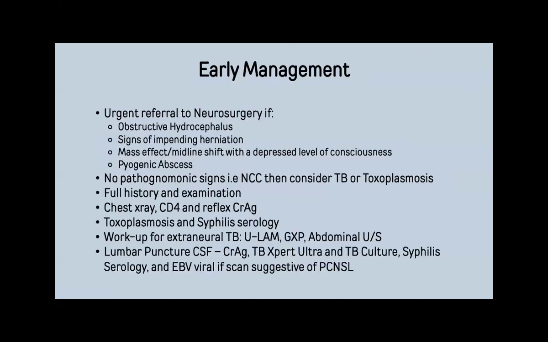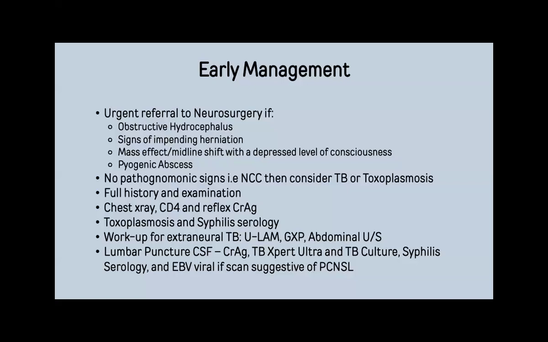So when the patient first presents, you need to assess whether they need urgent referral to neurosurgery or not. So if they have obstructive hydrocephalus, signs of impending herniation, mass effect with midline shift and depressed level of consciousness, or have a pyogenic abscess on CT. If there are no clear pathognomonic signs of neurocysticercosis, then you must consider starting TB or toxoplasmosis treatment.